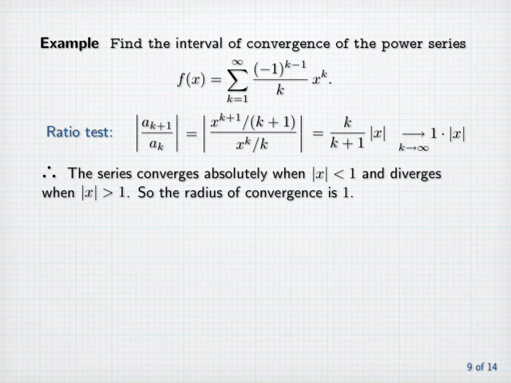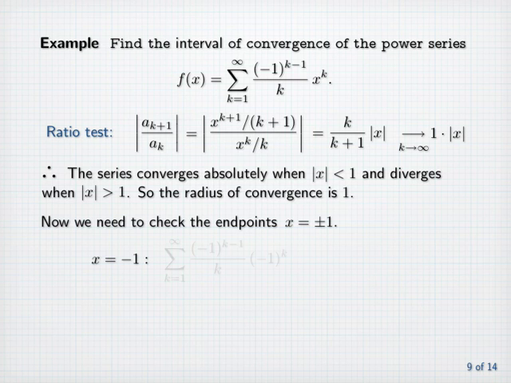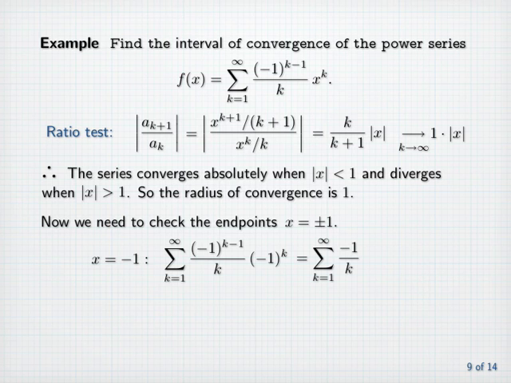Now, since we're looking for the interval of convergence, we need to check the endpoints x equals plus and minus 1. When x equals -1, the series is the sum from k equals 1 to infinity of (-1)^(k-1)/k times (-1)^k. Now, (-1)^(k-1) times (-1)^k is always equal to -1, since one of those factors is negative while the other is positive for any k. So the series is the sum from k equals 1 to infinity of -1/k, which is just minus the harmonic series, which diverges.